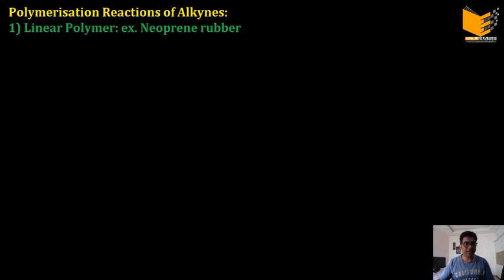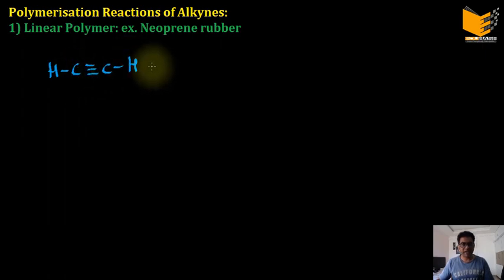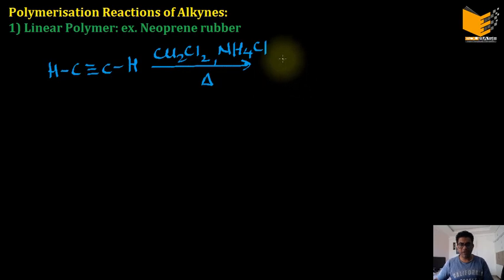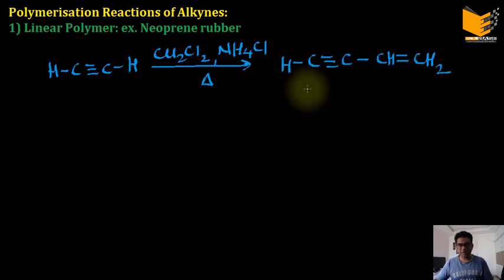So how is it made? The first thing we do is we take acetylene, because that is the most common industrial chemical, and react it with cuprous chloride solution in presence of ammonium chloride, and we heat it. And what we get here is this compound, a vinyl acetylene.